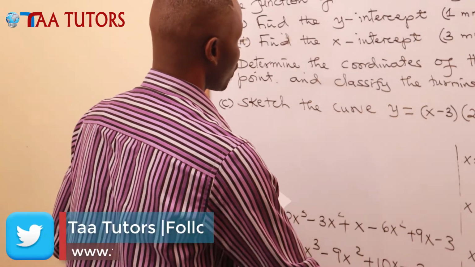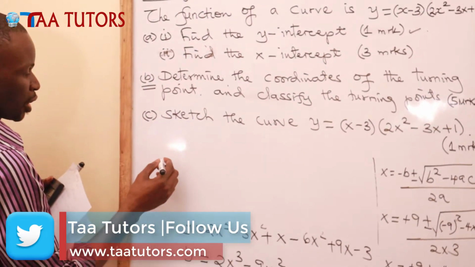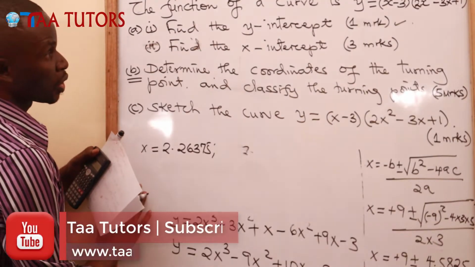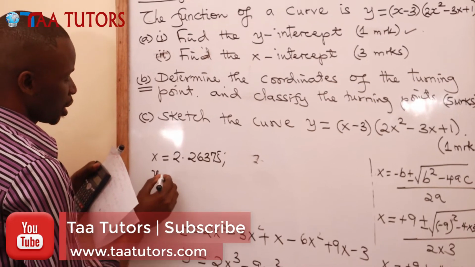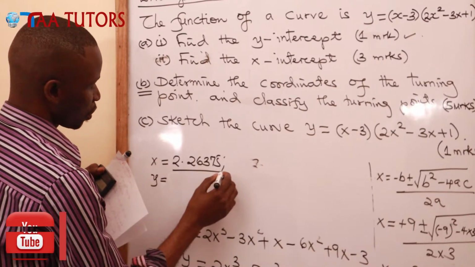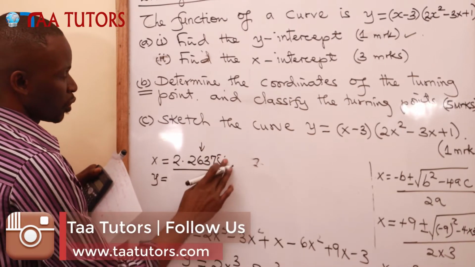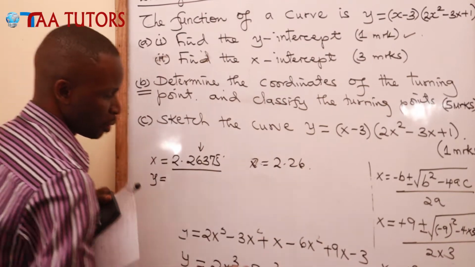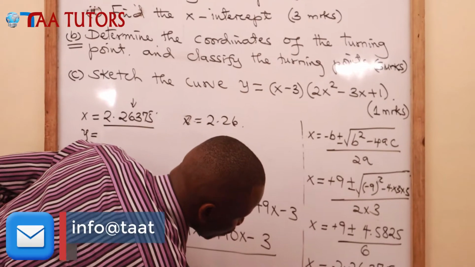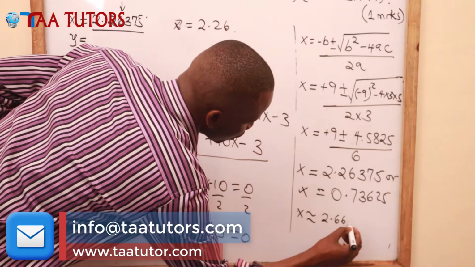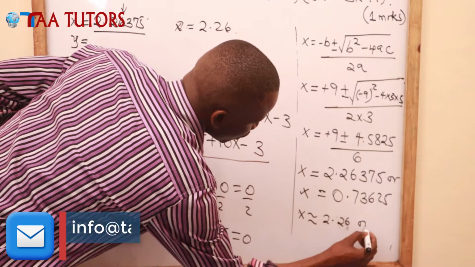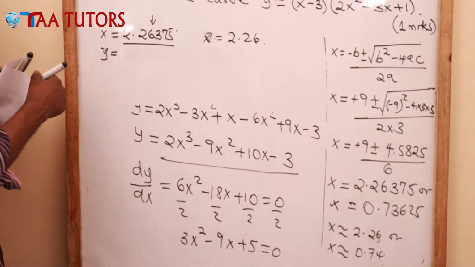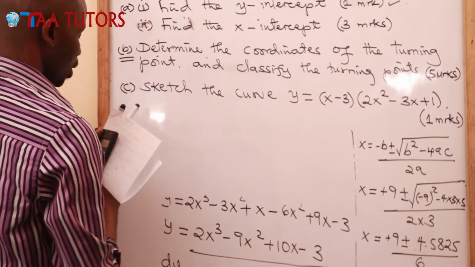For us to get the values of y, we know that the equation is here. So if x equals 2.263, viewers, we substitute it here. Let me round this figure to 2 decimal places. So if you round it to 2 decimal places, we should get x approximately 2.26, or x approximately 0.74. That would give us easy work. So here, let's deal with the simplified values of x.